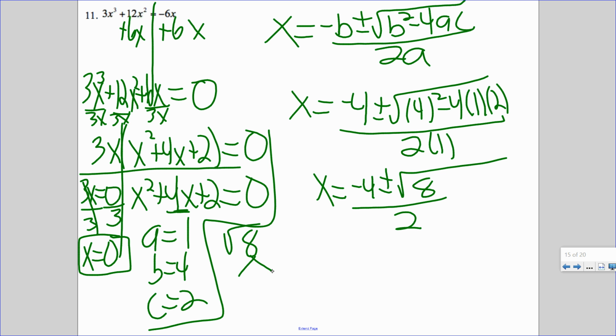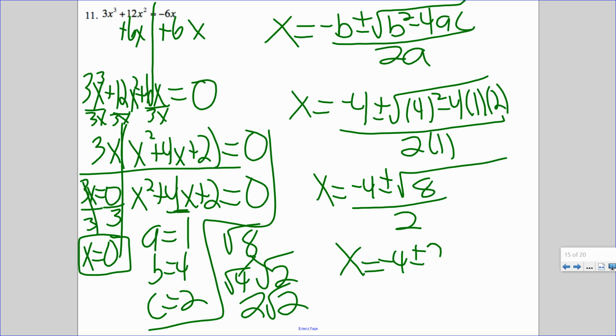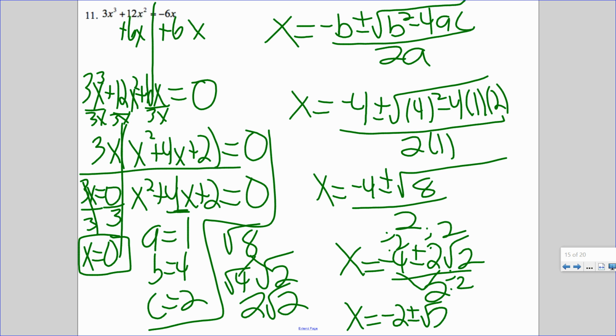Now off to the side, I don't have a lot of space here. I'm going to reduce the radical. And again, this is where a lot of students get messed up. Once you get the radical, you need to reduce it. So I replace rad 8 with 2 rad 2. And then I reduce something that goes into all of them, if possible. I can take a 2 out of all of them. And I end up with negative 2 plus or minus rad 2 over 1. I don't have to put the over 1. Those are 2 answers. This is your third answer. There's 3 answers. That's it.